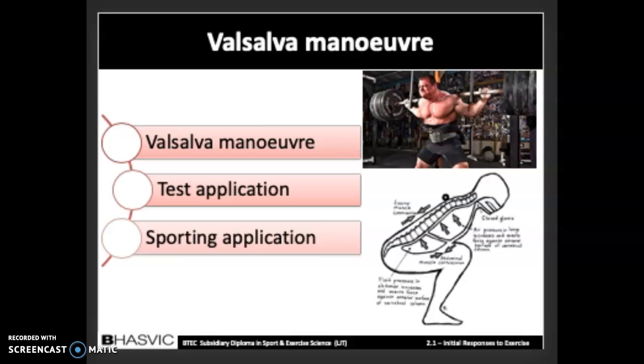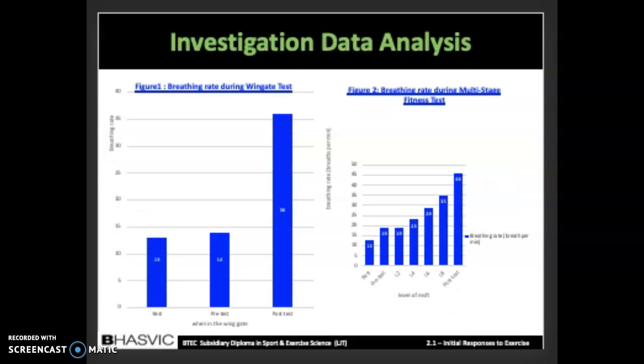The graphs show the breathing rate during a Wingate test and during a multi-stage fitness test. A Wingate test is a fitness test usually testing for power in the legs of a performer. To perform the fitness test, you need a psycho-ergometer. You will need to be able to record the time with a stopwatch and weigh the performer.